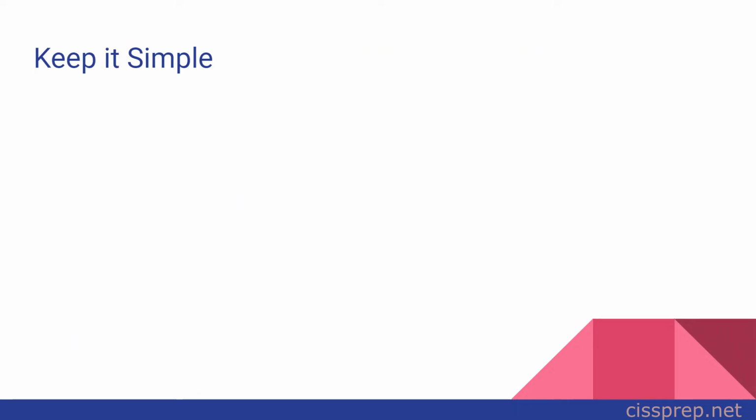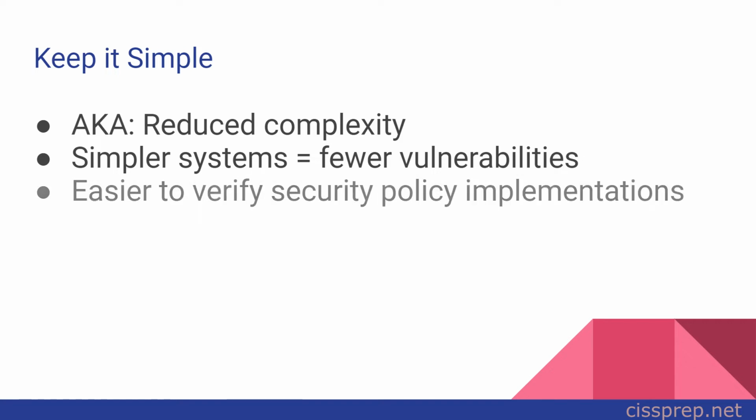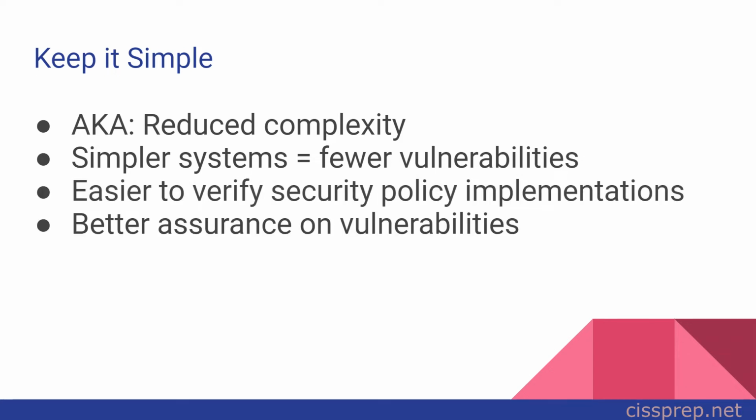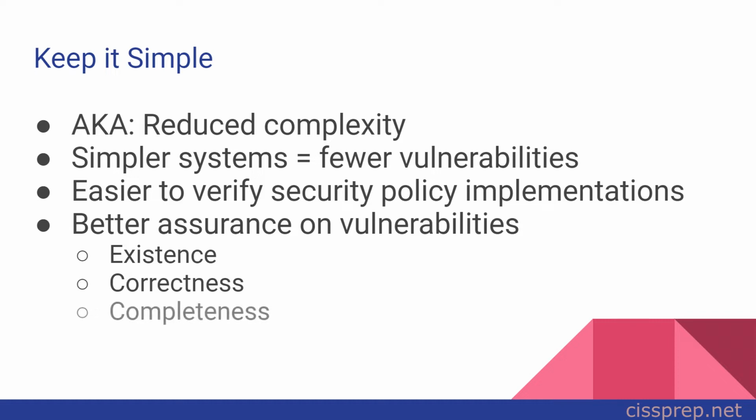And that includes rollback. The next concept is keep it simple, also called reduced complexity. The wisdom you'll need here is to understand that a simpler system results in fewer vulnerabilities. It's also easier to verify security policy implementations. This also gives you better assurance on vulnerabilities, meaning whether they truly exist, whether they're correct, and whether they're complete.